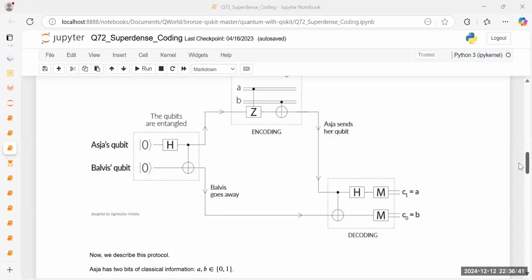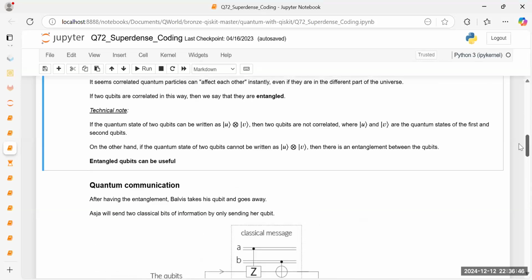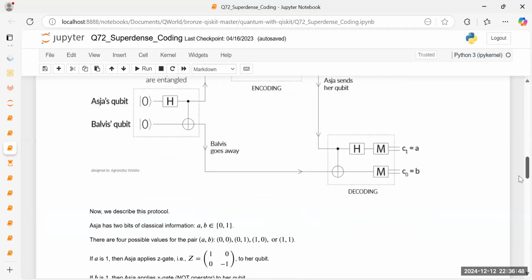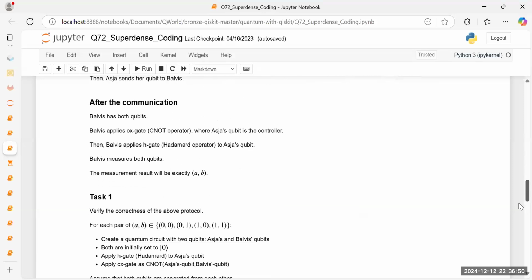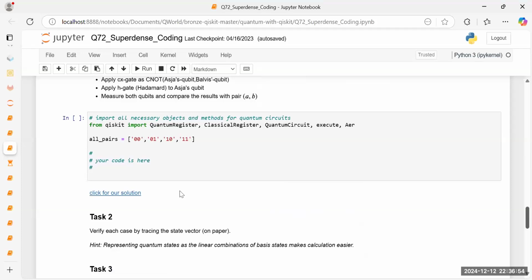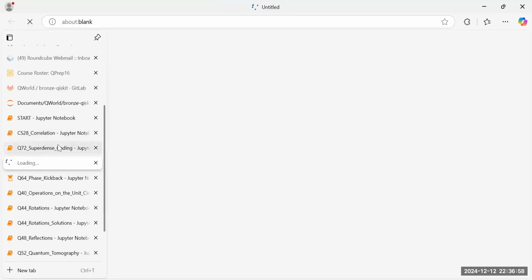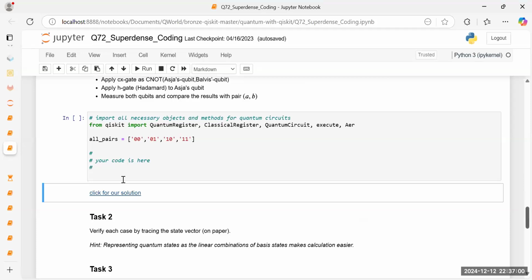So let's actually run a circuit where we see this in action. I don't know if there are any questions at this point in time. Feel free to ask.